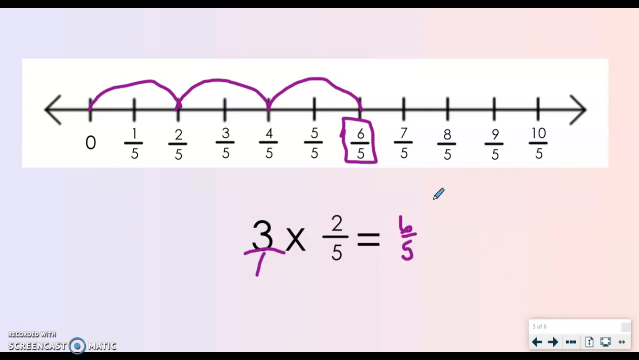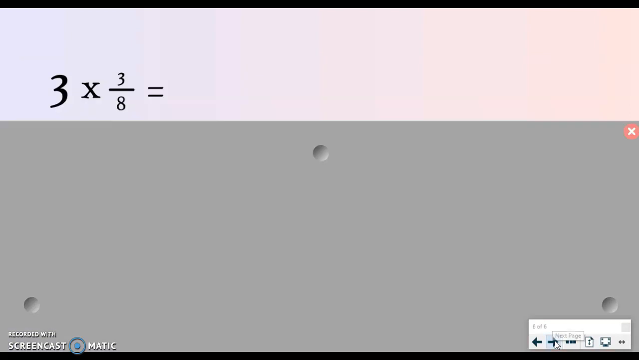Okay, let's go ahead and do a couple of practice problems. And you can choose if you want to just multiply it, like, just creating the fraction, if you want to draw models, or if you want to use a number line, it is totally up to you. So let's see, how would we solve 3 times 3/8? You can go ahead and pause the video.